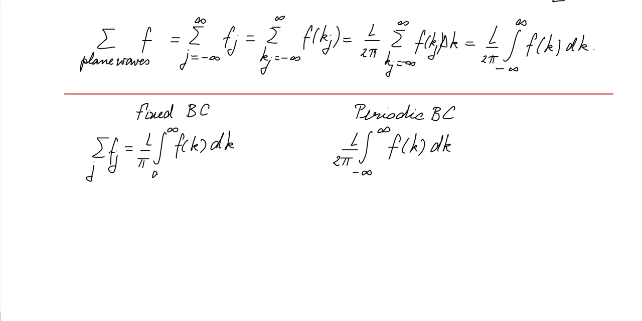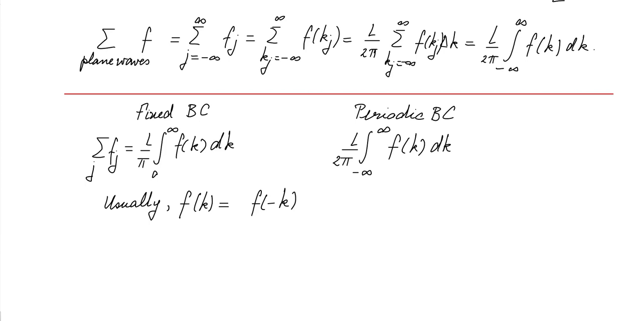So in summary, we see that for fixed boundary conditions, a sum over all the states is given as L over pi times the integral from 0 to infinity of f_k dk. And for the periodic boundary conditions, we have L over 2 pi, which is only half this prefactor. But in contrast, the integral runs from minus infinity to plus infinity.